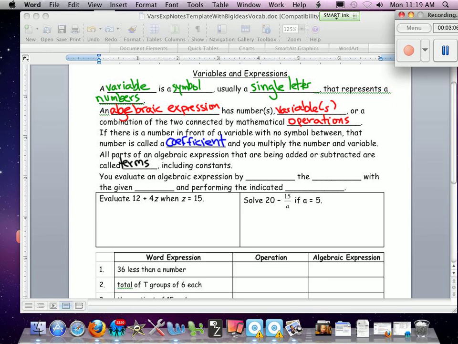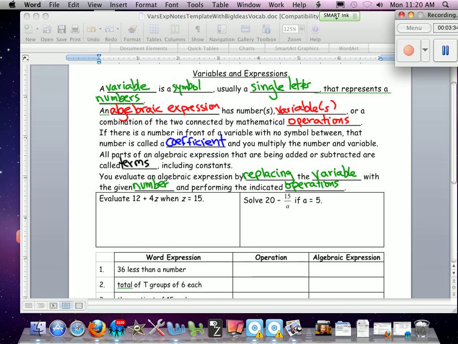You can evaluate an algebraic expression by replacing the variable with the given number, or it could be variables with more than one number, we've seen that as well, and performing the indicated operations. So it becomes like an order of operations problem.